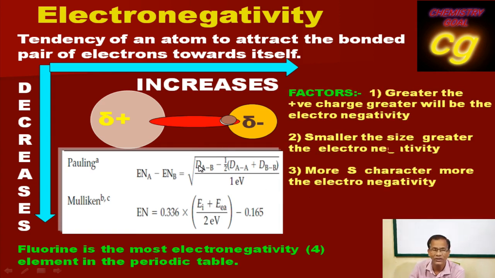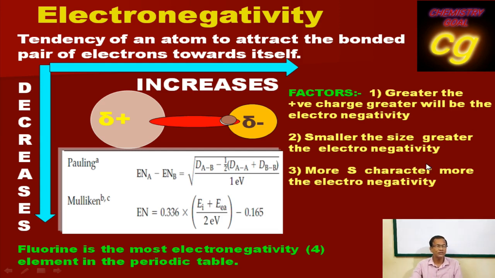Then what are the factors for electronegativity? The greater the positive charge, the greater the electronegativity. If an atom carries more positive charge, then attraction will be more. That's why electronegativity will be more. For example, ferric ion has more electronegativity than ferrous ion, because ferric ion carries more positive charge, that is +3, compared to ferrous ion, which is +2. More positive charge means more electronegativity.